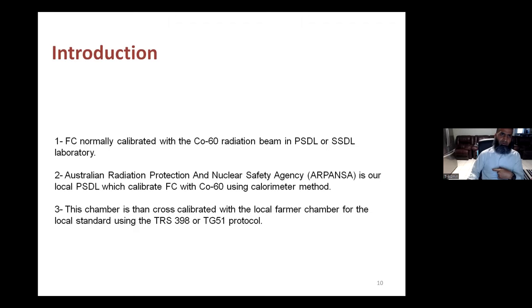It costs you around $10,000, which is really a big amount of money. So that's why we normally do the cross calibration. And you can use the TRS-398 or TG51 for the cross calibration.